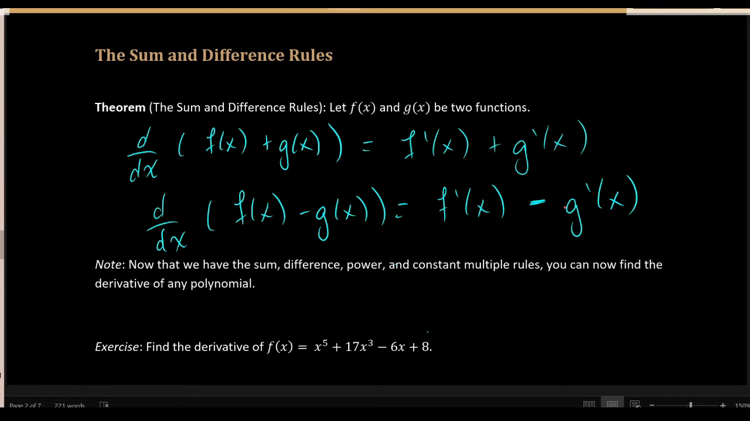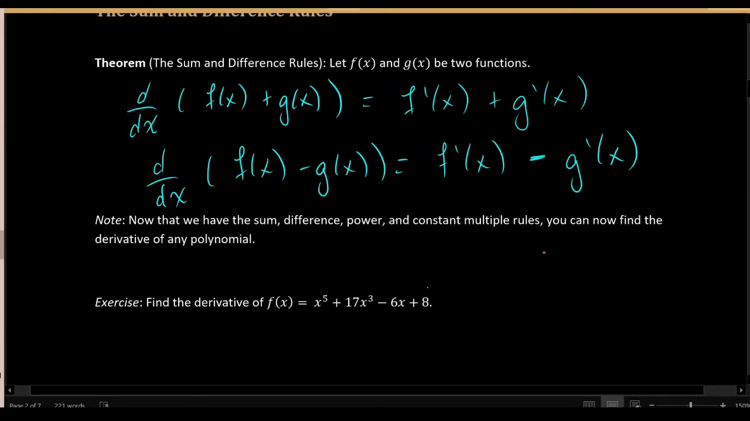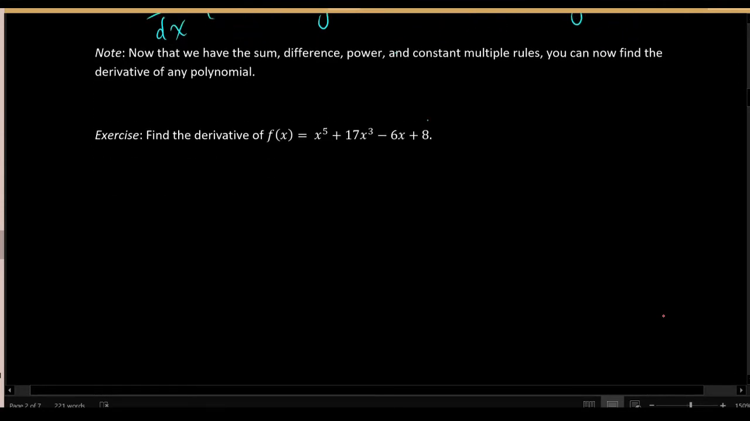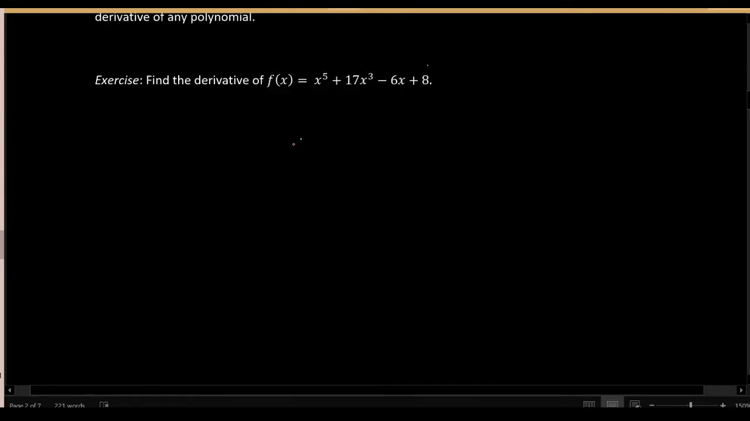So now that we have the power rule and the constant multiple rule and the sum and difference rules, we have actually unlocked the ability to find the derivative of any polynomial function, because a polynomial function is just a sum of constant multiples of power functions. For example, here we have the derivative of a function f of x equals x to the 5th power plus 17x to the 3rd power minus 6x plus 8.